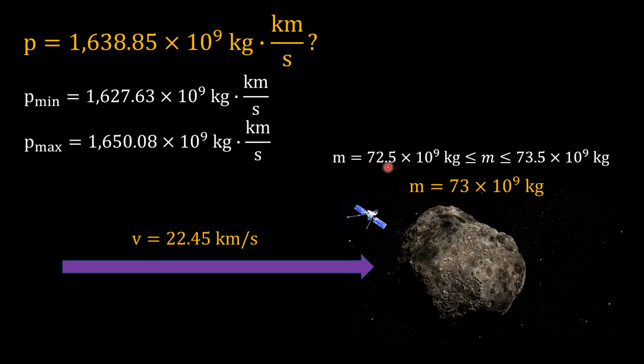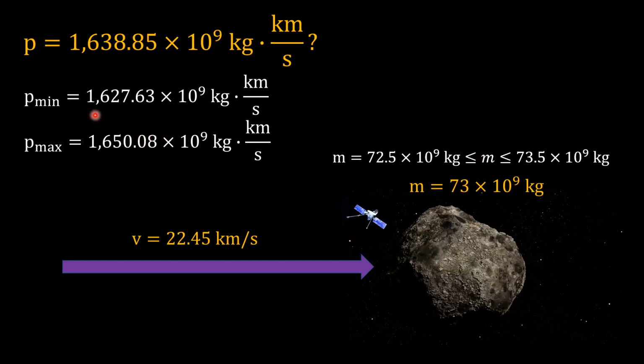If this is actually the mass moving at this speed, then the momentum would be this number, 1627, not 1638. And if the true mass of this asteroid was actually on the higher end, 73 and a half, moving at this precise speed, then it would actually have this much momentum. So both of these momentums are likely values. They're both possible because we're not exactly sure what the mass is. Since we don't know exactly what the mass is, there's a range of possible values for the mass, and that means there's a range of possible values for the momentum.